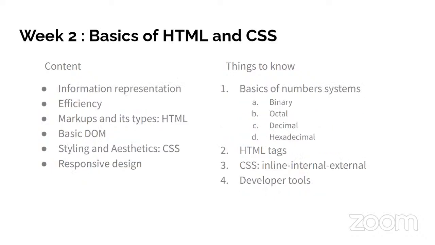All right. So next week talked about basics of HTML and CSS. Right. So what was the content? There was a lot on information representation. Right. How is the information represented in bits and bytes? Okay. Talking about binary representation and various others. Then we talked about, okay, you convert a piece of text into binary and then you save it. But is that always an efficient way to save it?